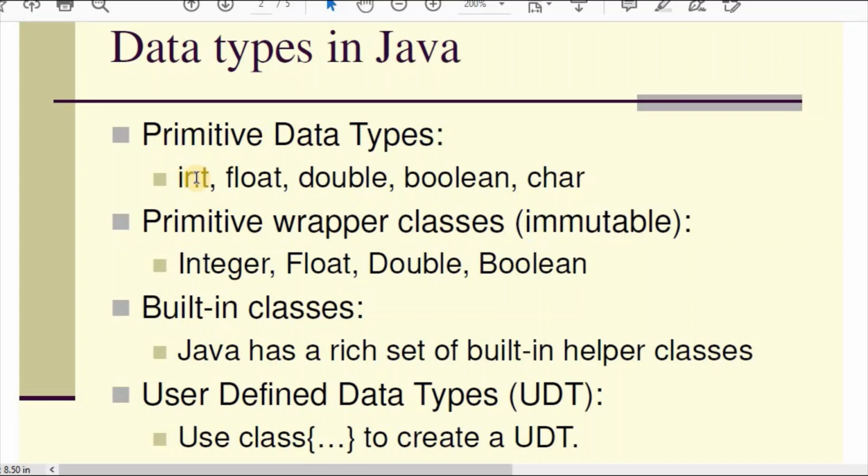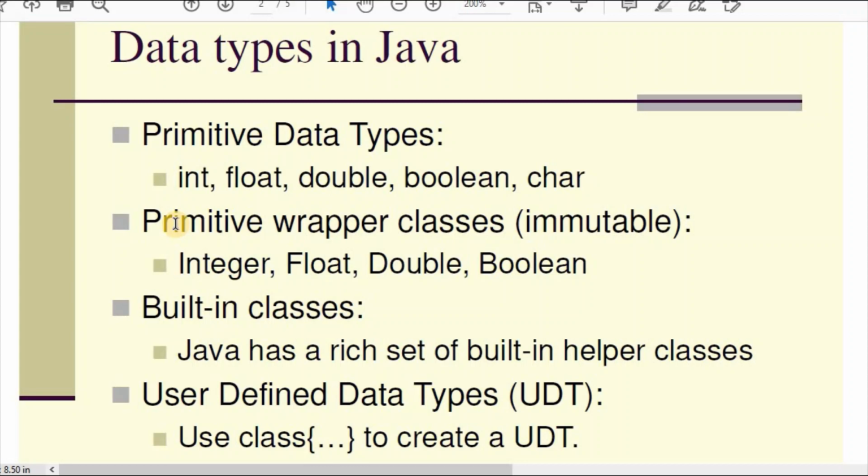You have about 7 or 8 depending on how you see it. These include int, float, double, boolean, character. You also have short, long, byte. Okay, so those are the primitive data types.